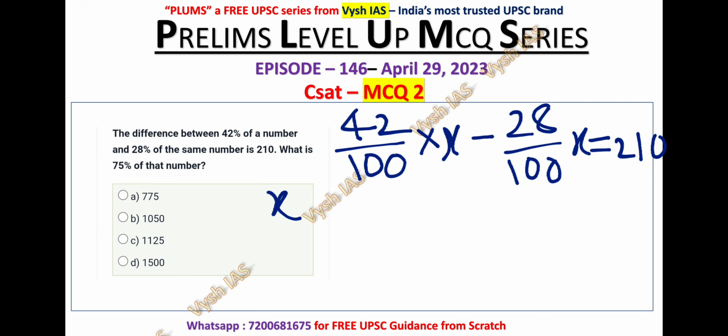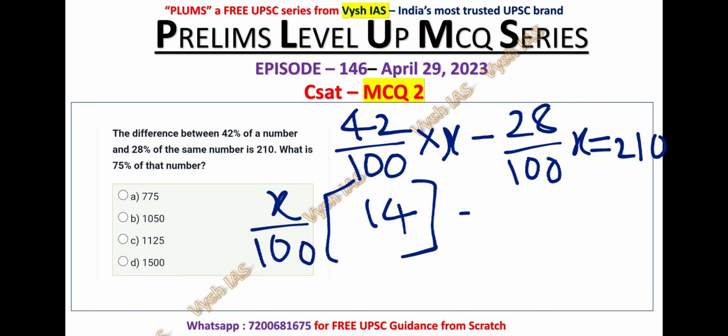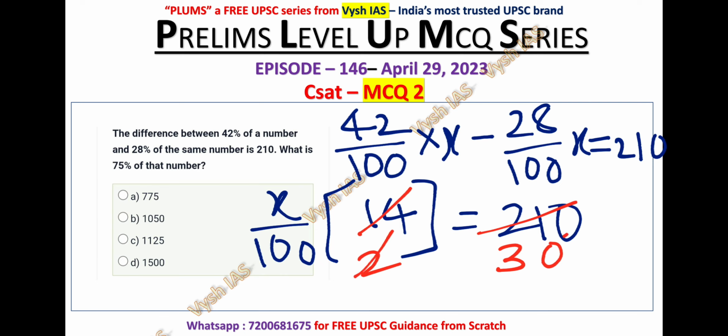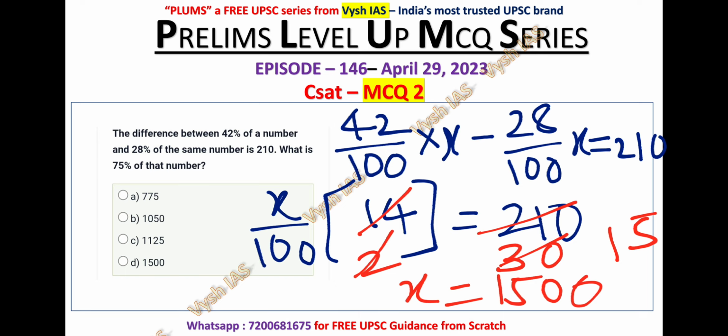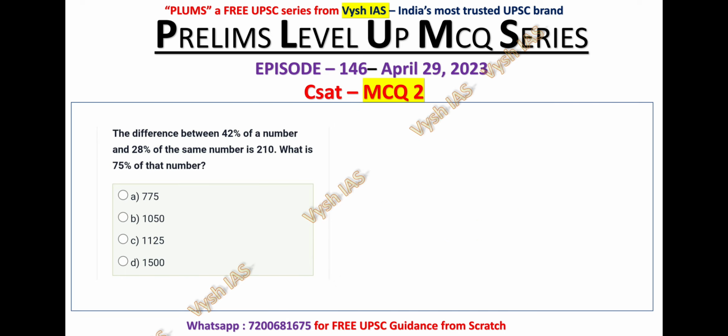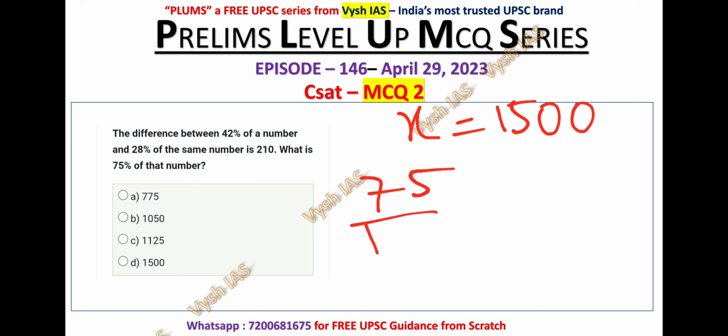If you take x by 100 common, what will be the value? 42 minus 28, that is 14. 14 x by 100 is equal to 210. If you calculate this equation, 7 2s are 14, 7 3s are 21, 2 1s are 2, 15s are... So the x value is 1500. They have asked us 75% of the number. So 75% of x is something which you have to find out. The zeros get cancelled.